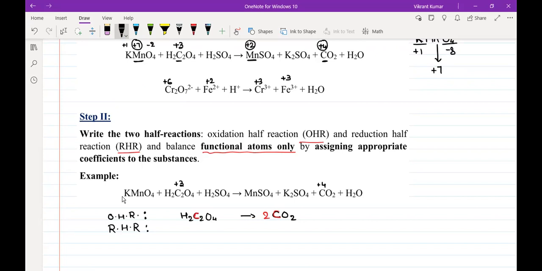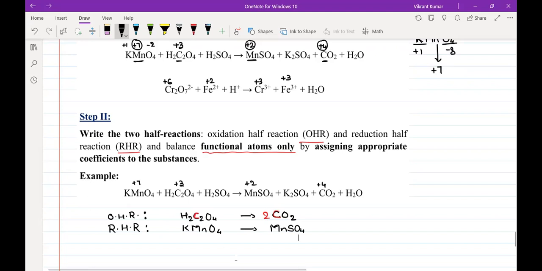KMnO4 to MnSO4. Okay, so the Mn of KMnO4 was going from +7 to +2. This is going from +7 to +2, and that's why we'll be writing these two substances. Should I put any coefficient to balance the functional atom in this half reaction? What is the functional atom? That is Mn. And Mn, look, is 1 on the left and 1 on the right, that's why it is already balanced, so we don't have to do anything. So it's not necessary that you follow this step every time; it may be already balanced. Is it okay?